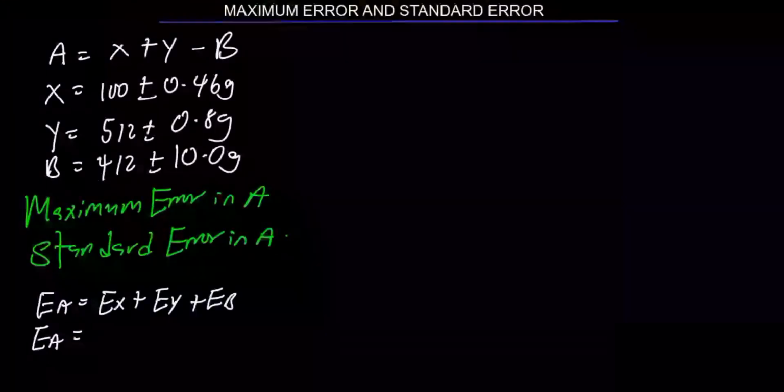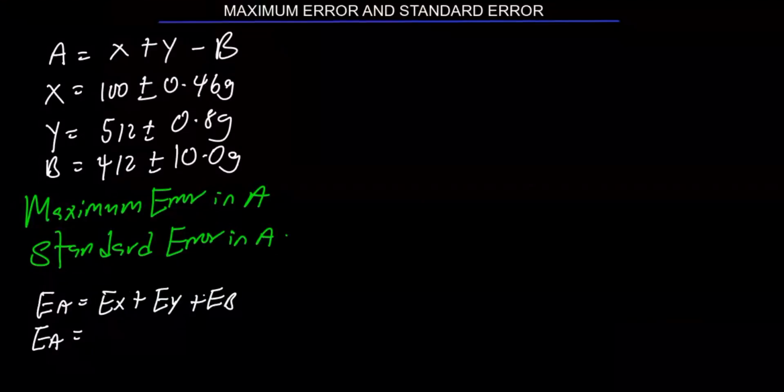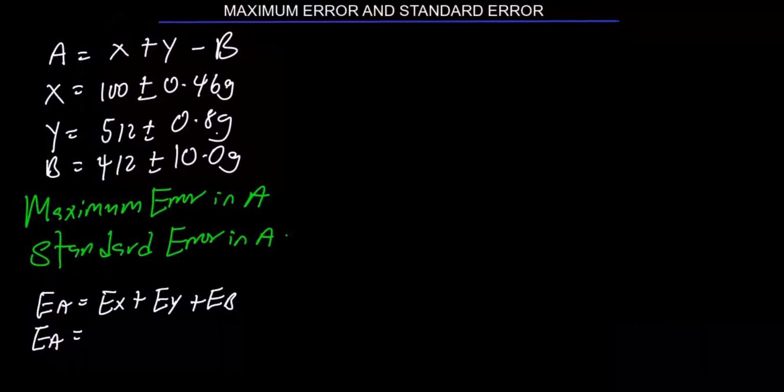Now, you see this gram, they are the standard of comparison. In other words, we call them units. And lastly, you see this 0.46, 0.8, 10.0, they are the uncertainties. Those are the errors we have here. So the error in x is 0.46, the error in y is 0.8, and the error in b is 10.0. Take note, they are not the real value, they are the error or the uncertainty.